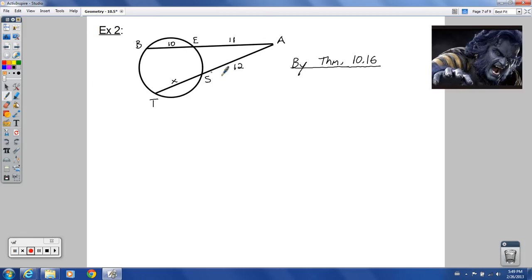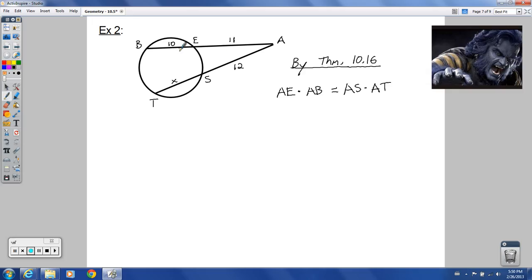So let's apply that to this situation here. We're going to have AE times AB. So external part, external segment, times secant segment, the whole thing, equals AS, external part, times whole thing, AT. And now let's set that up based on what we have. What would those values be?